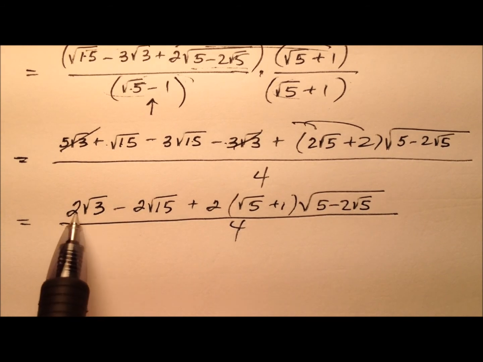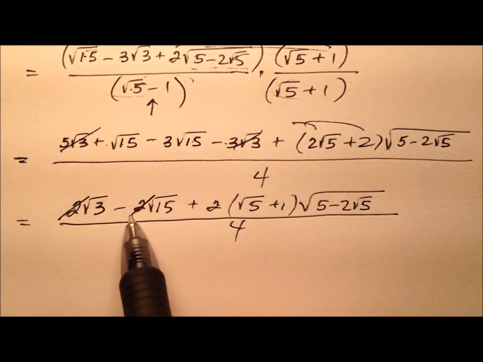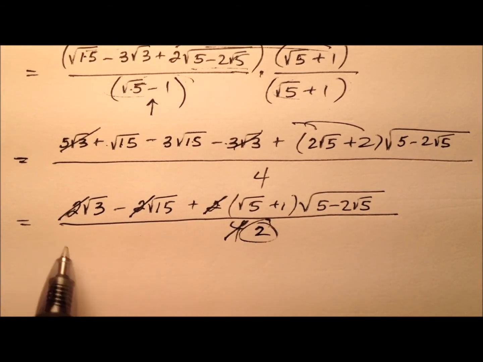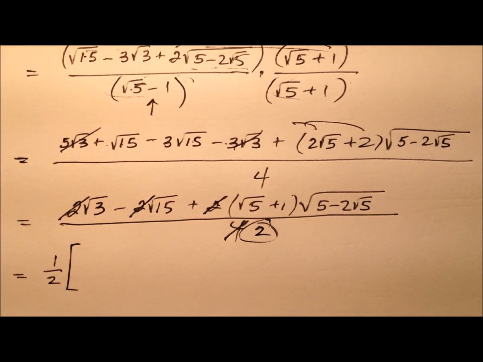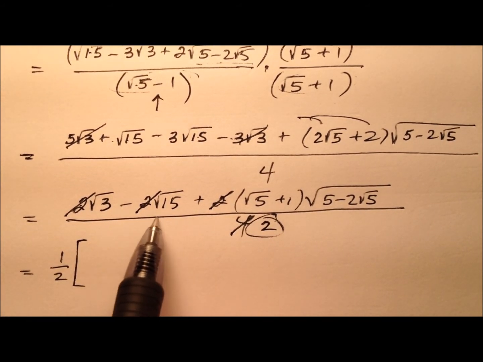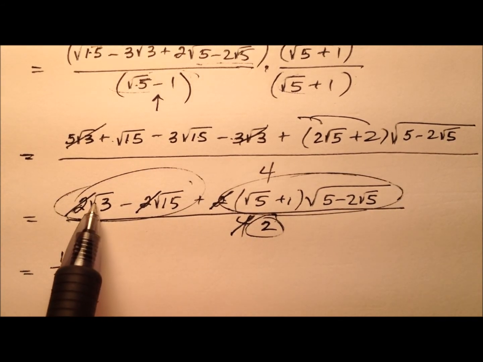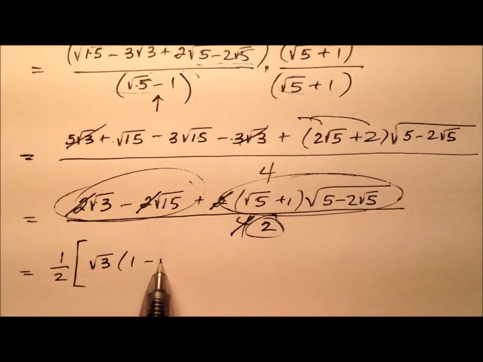So you'll notice here, once again, all of these have a common factor. So we'll divide and cancel a 2 out of everything. And this 2 we'll bring out as a 1/2 out front. So 1/2. Okay, and we have these two, and then this guy over here. So let's factor a square root of 3 out right here. So we have 1 minus the square root of 5.